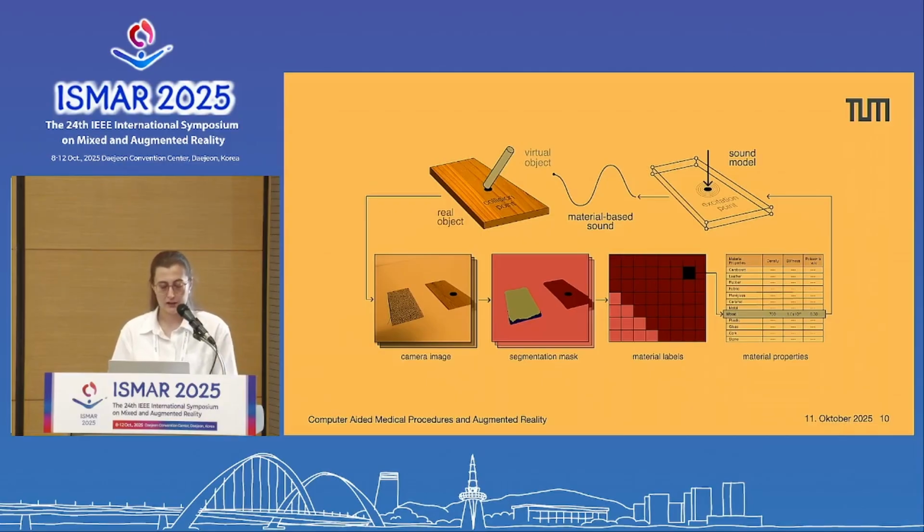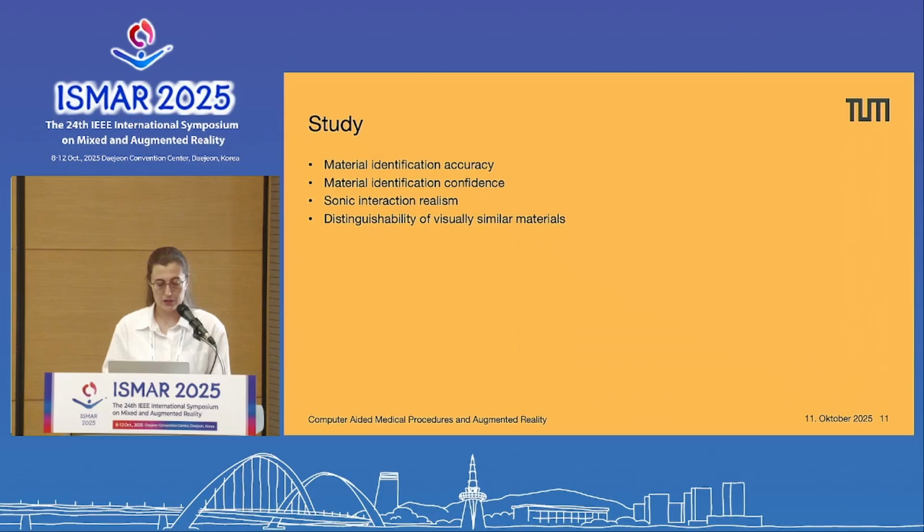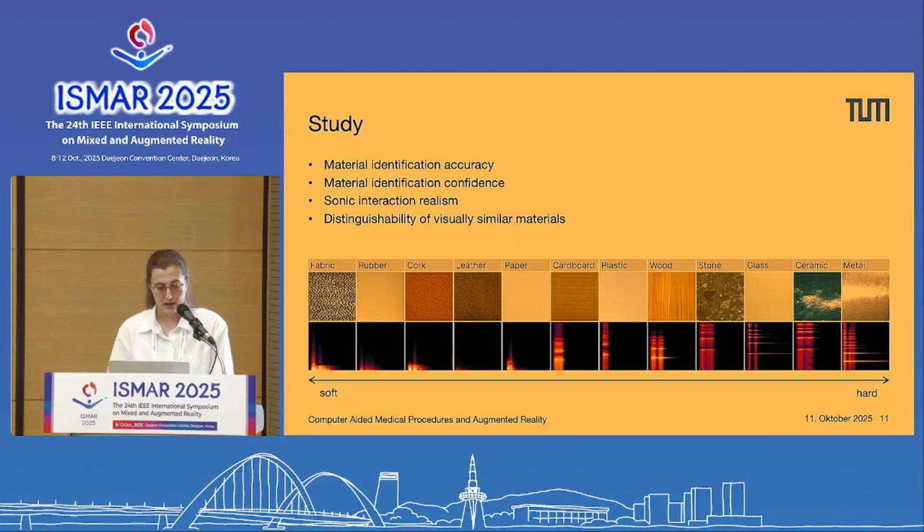And of course, we wanted to test if this actually works and if this can make the interaction realism in AR higher. In the user study, we evaluated a few things: material identification accuracy, identification confidence, sonic interaction realism, and how well people could distinguish between visually similar materials that might be physically distinct. We included a variety of materials to make sure that this framework would apply to a wide range of them.